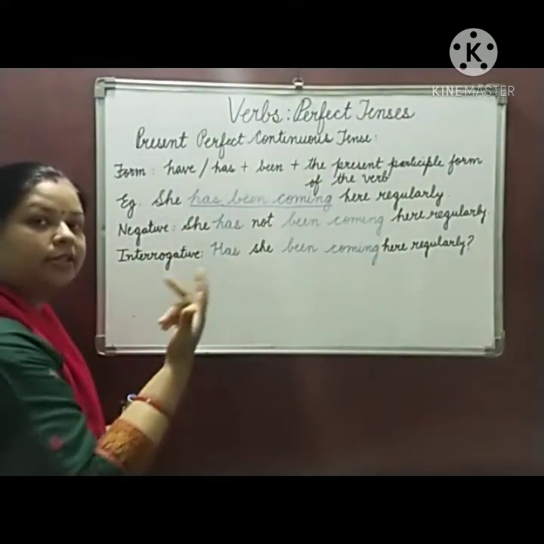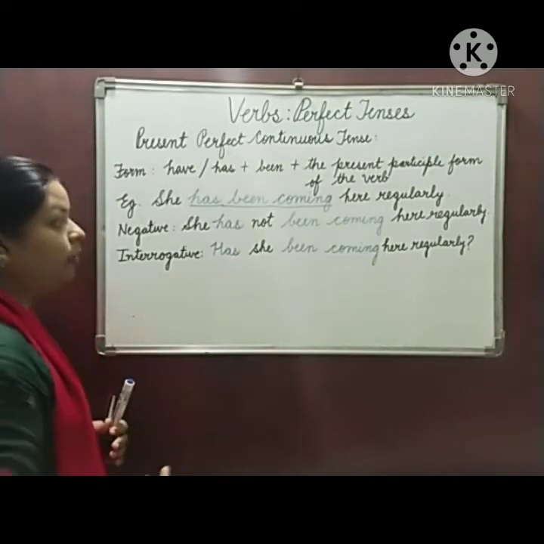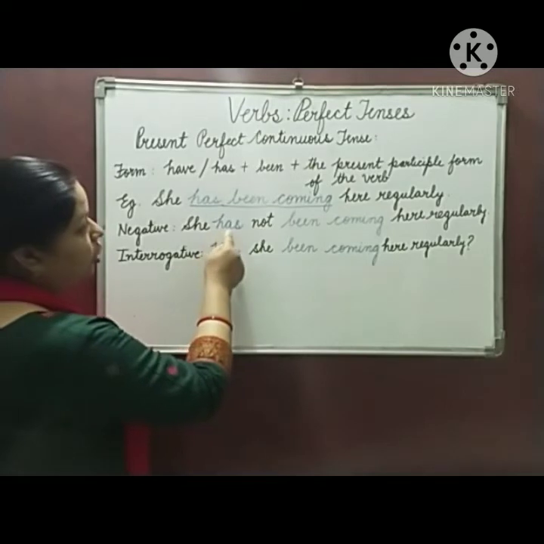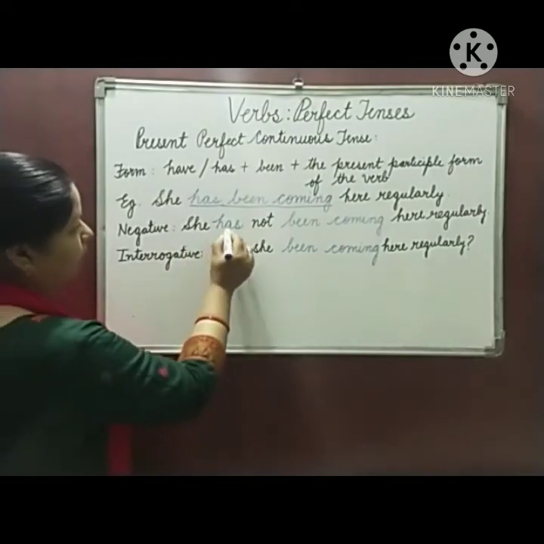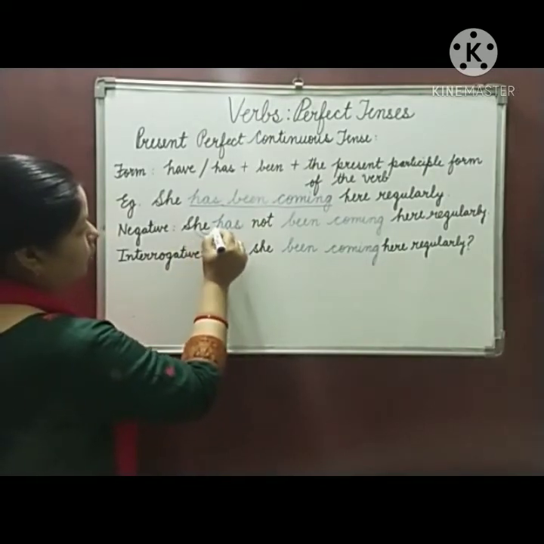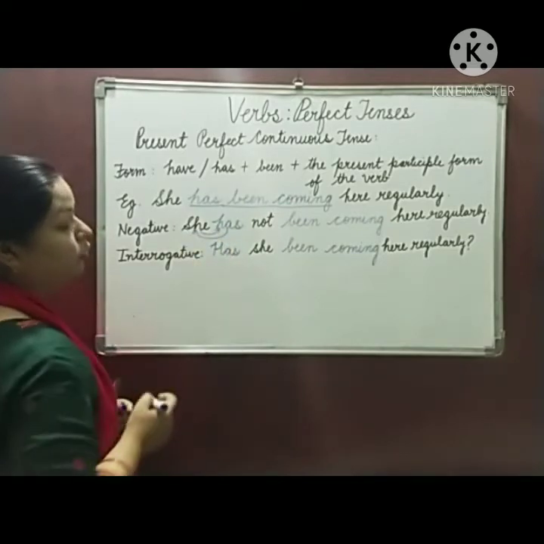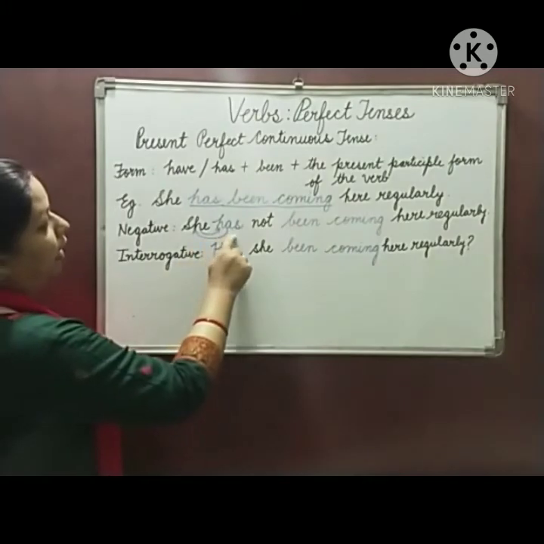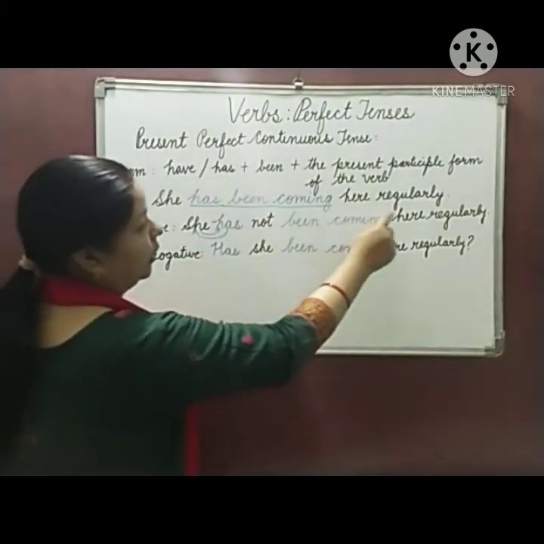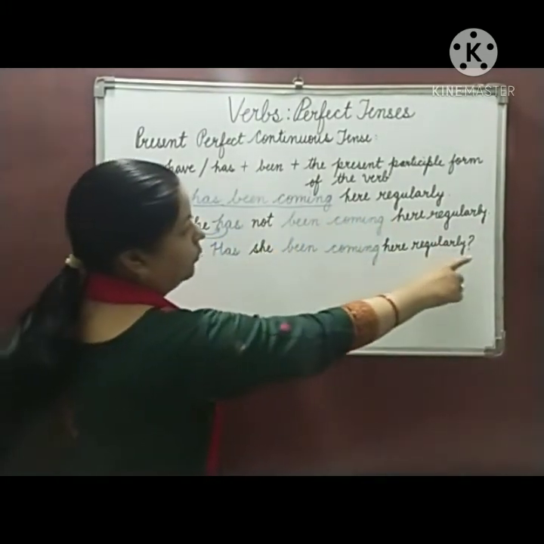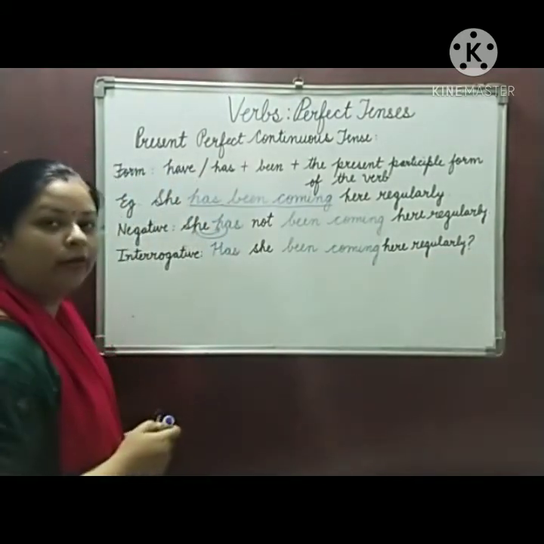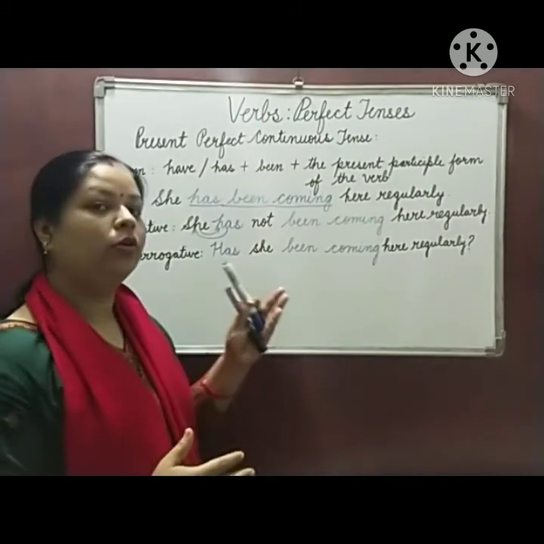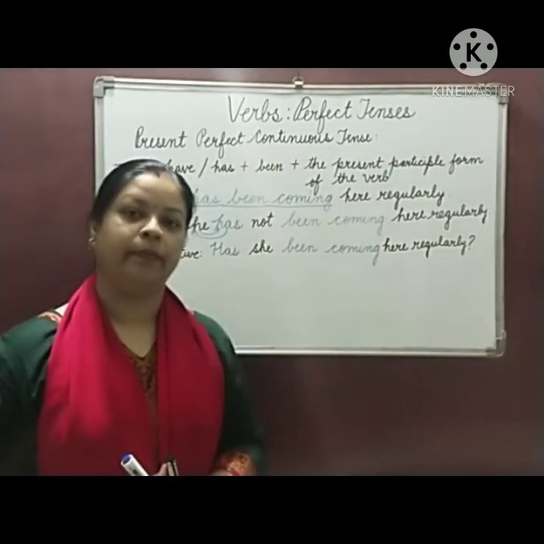And the same sentence, if we want to change into interrogative or into a question, for that we will interchange the position of the subject and the auxiliary verb, not the main verb but the auxiliary verb. So has she been coming here regularly? And then we will place a question mark after the sentence. So this is present perfect continuous tense.